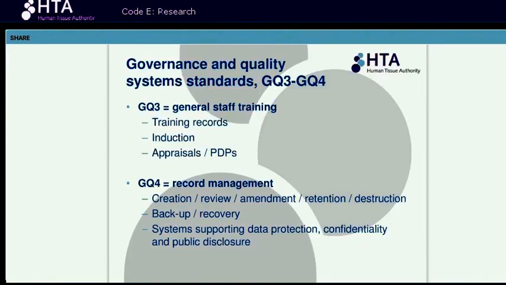GQ4 is about records management, to do with how records are created and reviewed, amended, retained and destroyed. There is another standard about the need for backup systems and recovery, and also systems to support data protection, confidentiality and public disclosure. The guidance notes to GQ4 cover records format and storage, and reference to other relevant legislation on personal data and confidentiality.